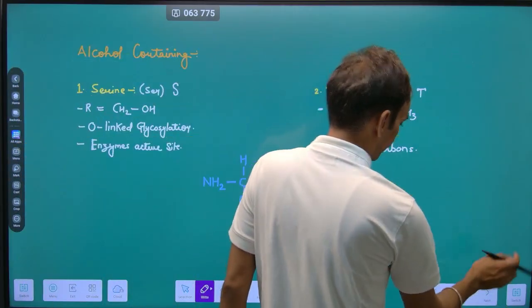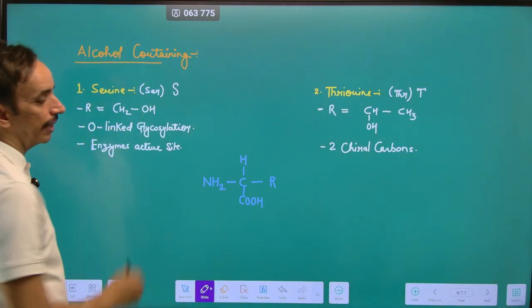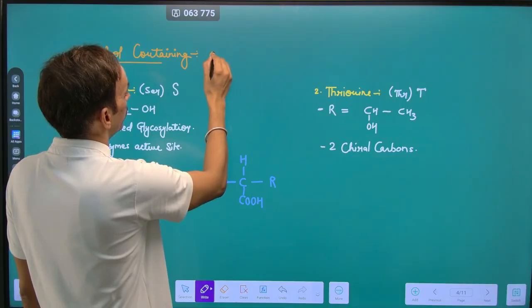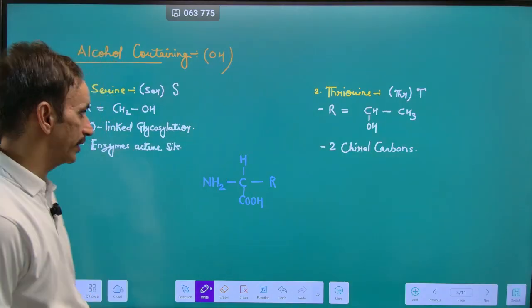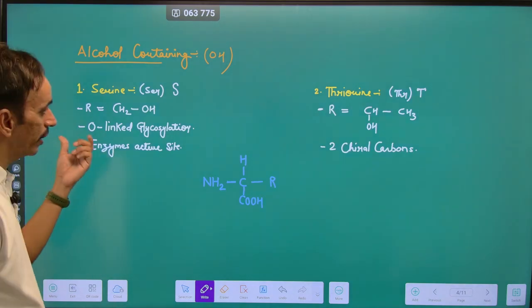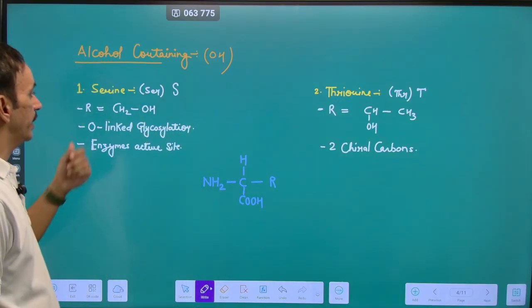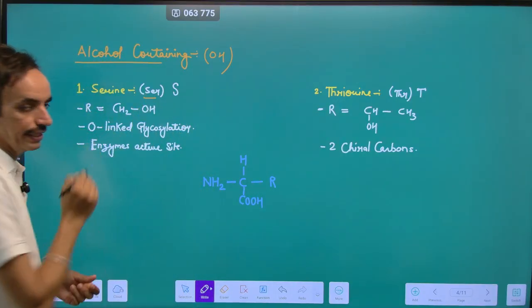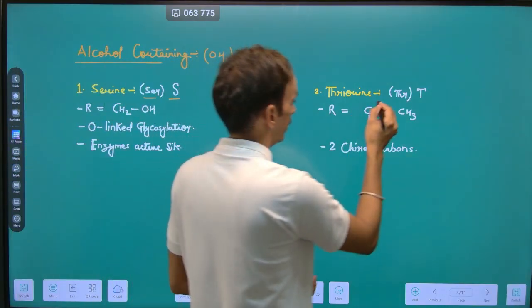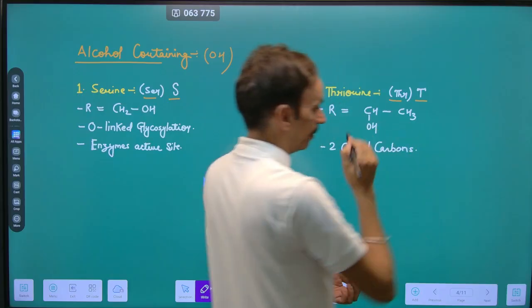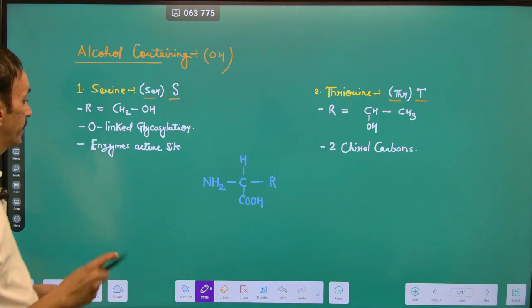Next category is the alcohol containing amino acids. The amino acids which have an OH group in their side chain are known as alcohol containing amino acids. There are two alcohol containing amino acids. One is serine, the other is threonine. Serine is abbreviated as SER, denoted by the alphabet S, while threonine is abbreviated as THR and denoted by the alphabet T. Here the value of R in case of serine is CH2OH.